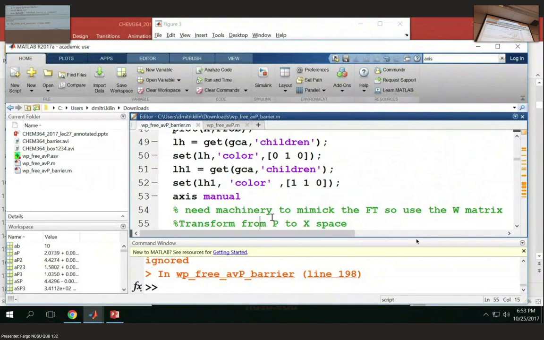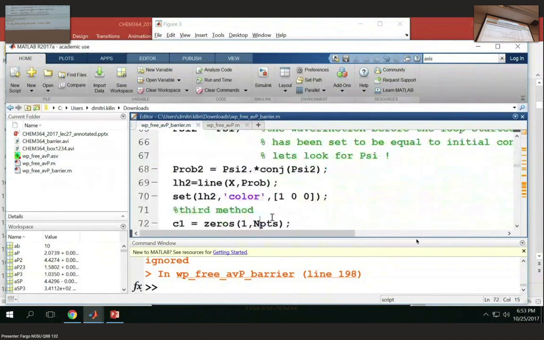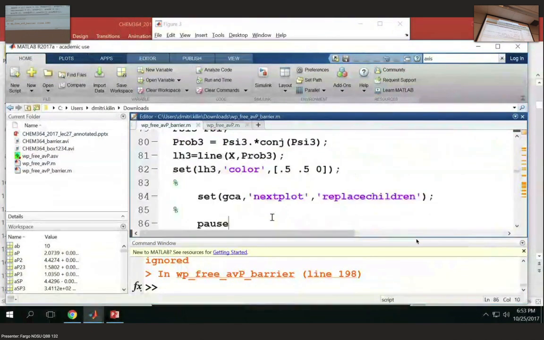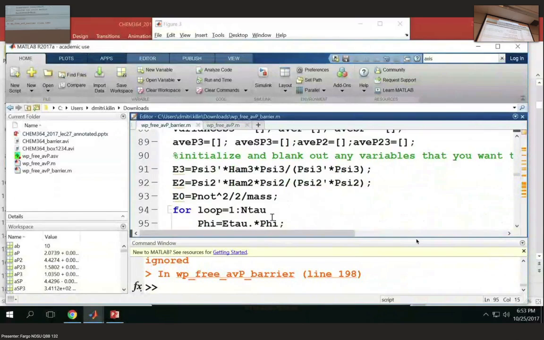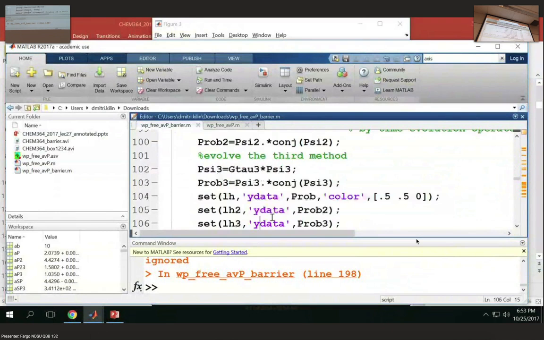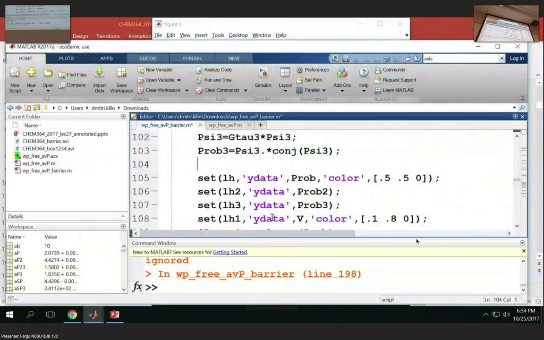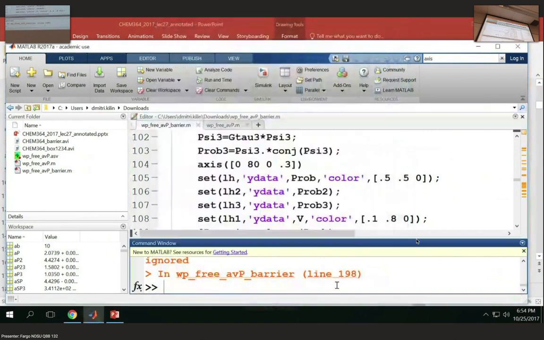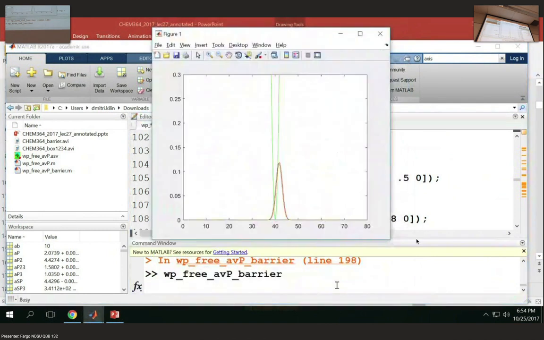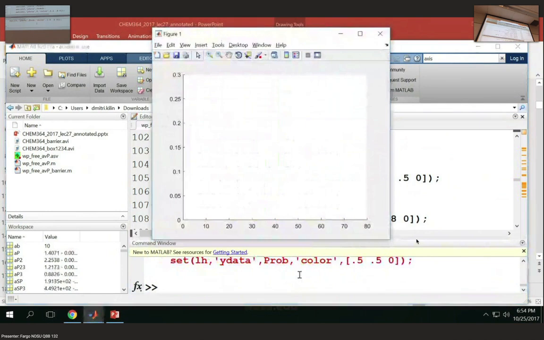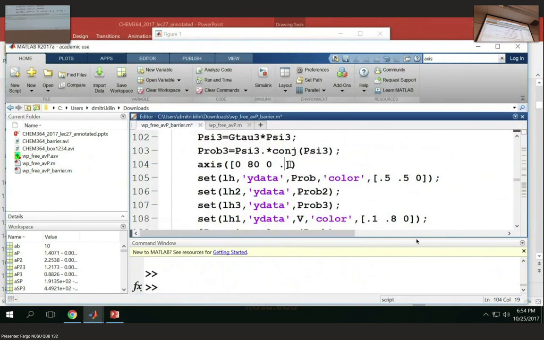Axis manual. I don't see it, so I shouldn't hesitate. Axis. So on X it will be from 0 to 80. On Y right now it stays from 0 to 0.12, and we may increase it to like 0.3. Let's see what happens. A little better, but insufficient. Let me stop it and save.